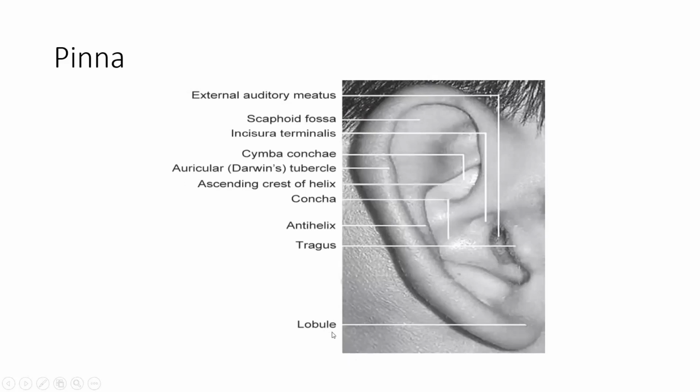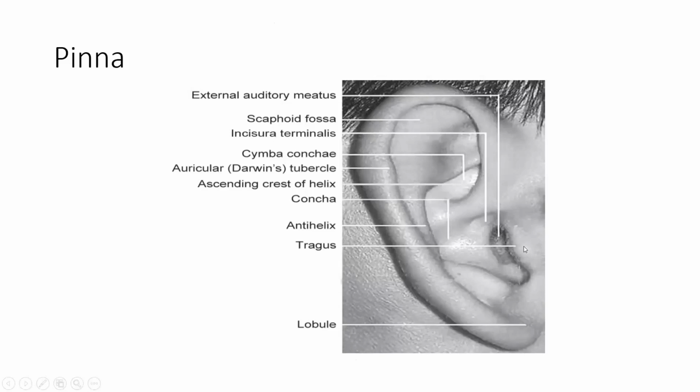Here you can see the lobule in the lowermost part of the pinna. This lobule is a very important part of the pinna, because ear piercing is done there, and earrings are worn by females as well as males in the ear lobule. Similarly, there are other parts in the pinna. You should know the names of those parts.